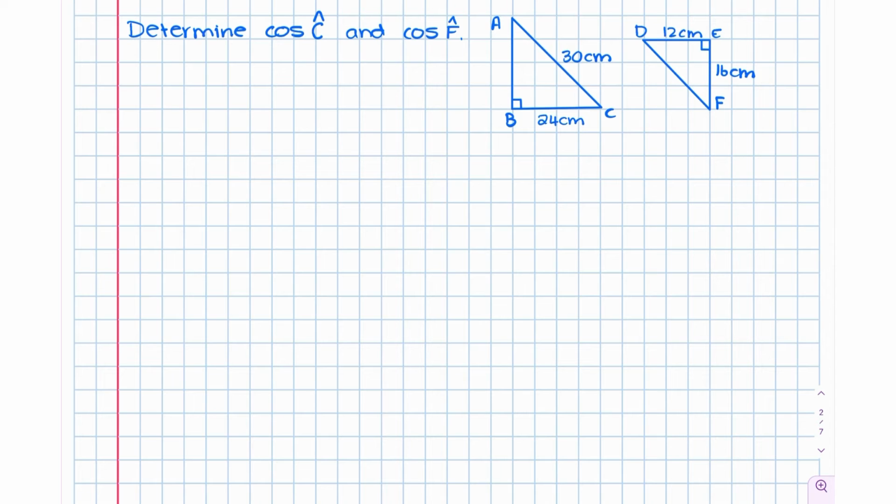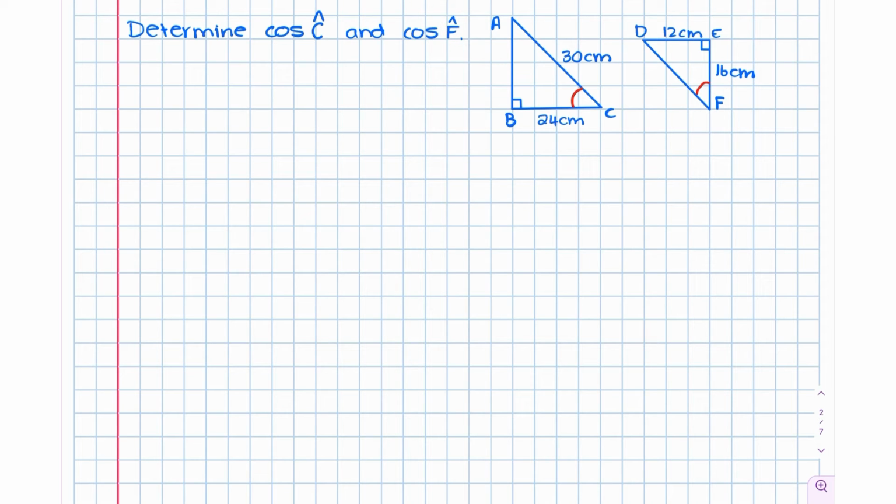Okay, let's try one more example. Now we're given two triangles and we're asked to work out cos of C, this being my reference angle. So that's another way that we can reference an angle. We can just put the angle sign on the name of the vertex. And then the other one is cos F. So we can work out cos of F.